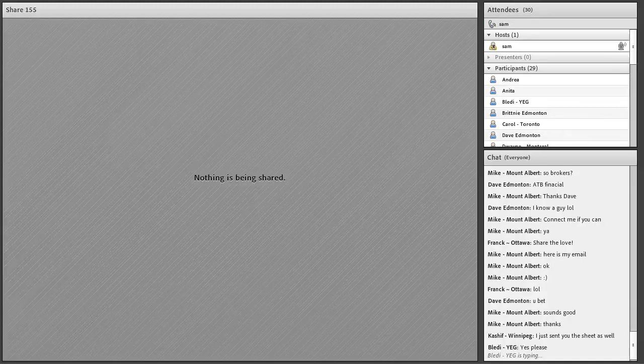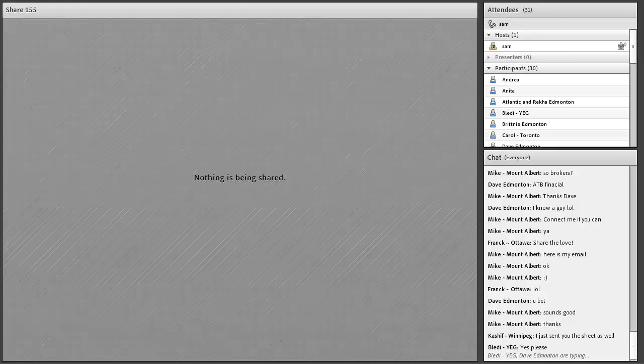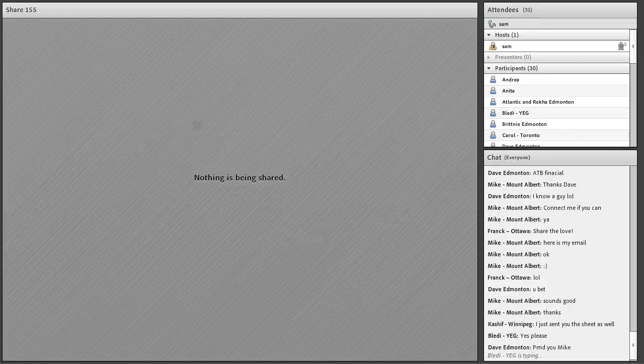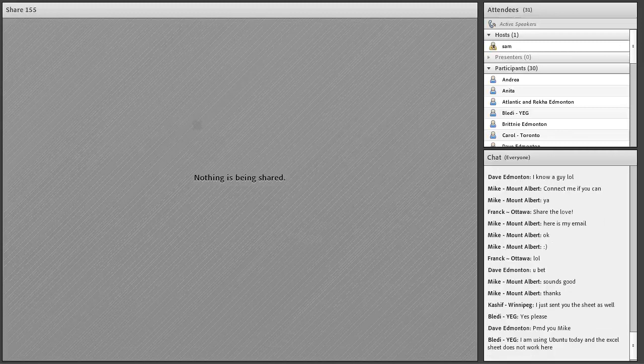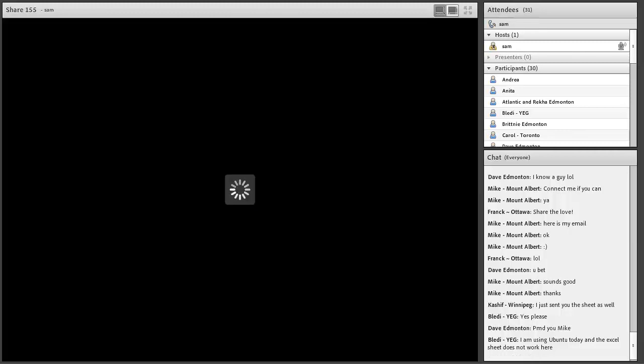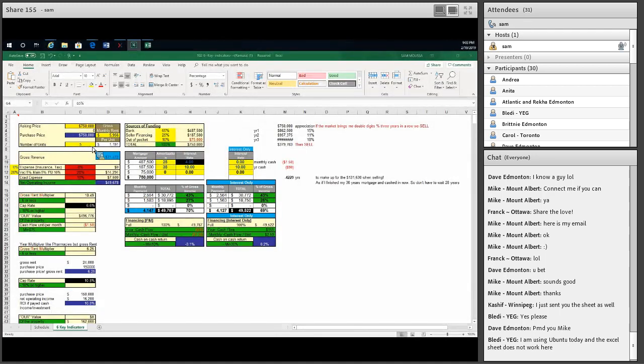Okay, so let's do this. Let me move this over. Hold on. Okay, there you go. Let's bring up the sheet. You can use one of these sheets, it doesn't really matter. We're looking at a listing, and we're going to transfer the numbers over to the sheet. The Excel sheet does not work here. No worries. Okay, let's share my screen. Okay, so you see this property.